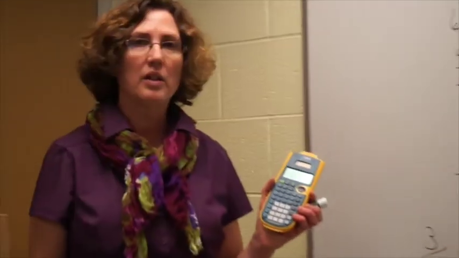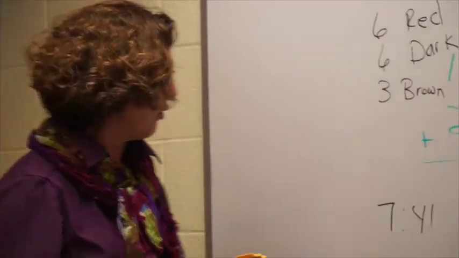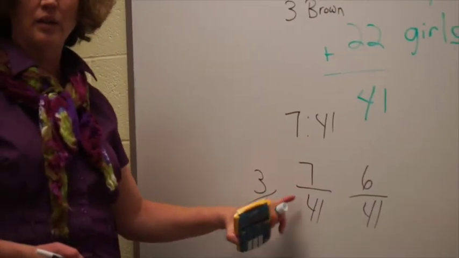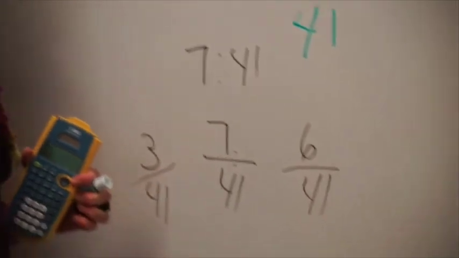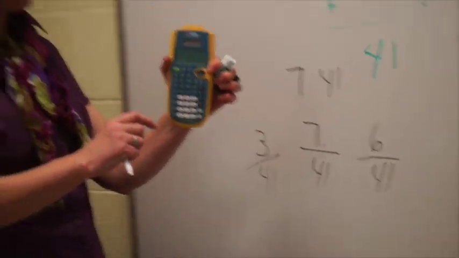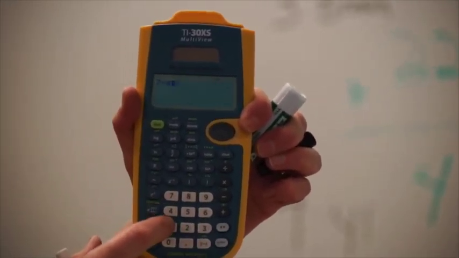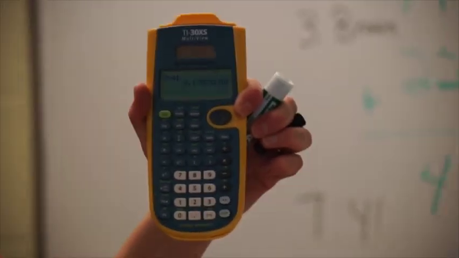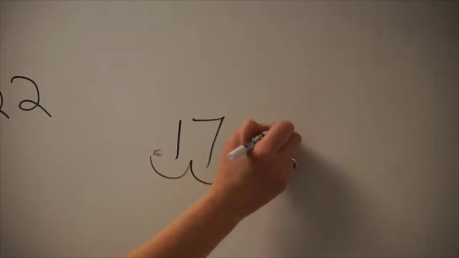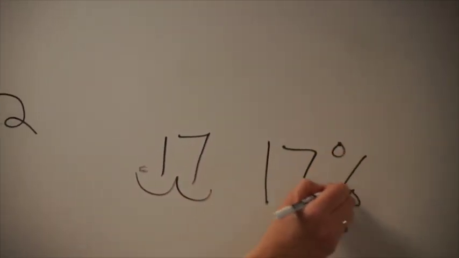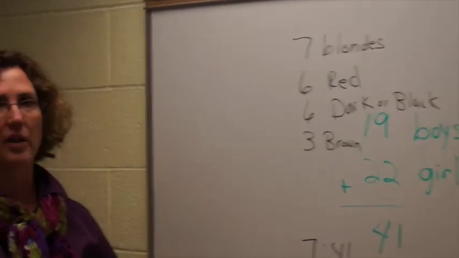So now let's find out what percentage of the students have blonde hair in the classroom. Remember, 7 are blonde out of 41. So, using the same method that we used with the money, 7 divided by 41 will give us the percentage. 7 divided by 41 equals 0.17. Moving the decimal over 2 places, 17% have blonde hair. And then of course we can figure out the percentage of red hair, the percentage of brown hair, the same method.